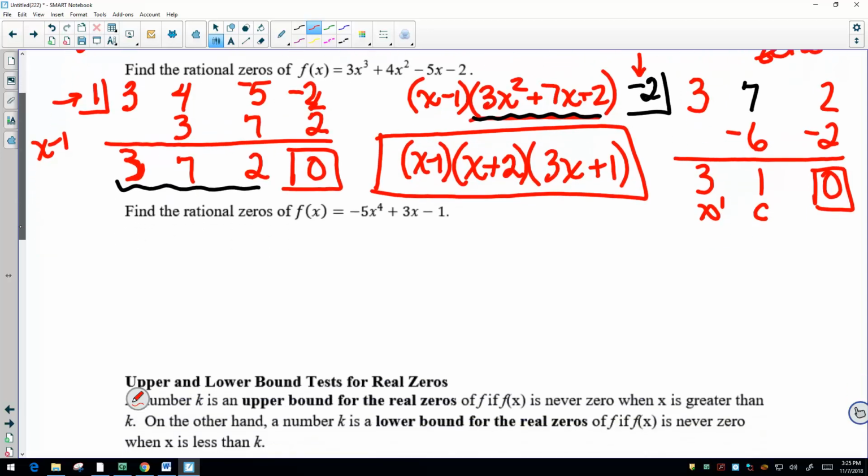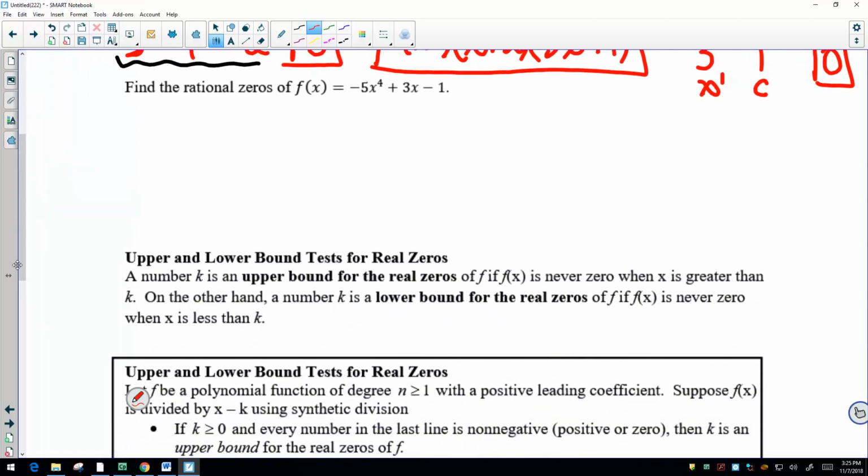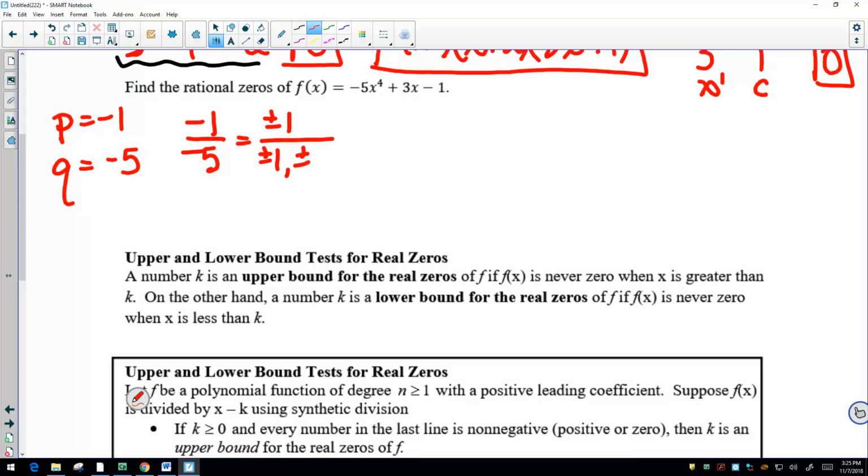Okay? Now, if we look at this next example, we do the same thing. We're going to find all of the rational zeros. So first we're going to start and say, well, p is equal to -1 and q is equal to -5. So I want to make all of the factors of -1 and -5. So that looks like I'd have plus and minus 1. And on the bottom, plus and minus 1 and plus and minus 5. So not too many choices here. Our choices could be plus and minus 1, or it could be plus and minus 1/5. And again, those are just potential rational zeros.